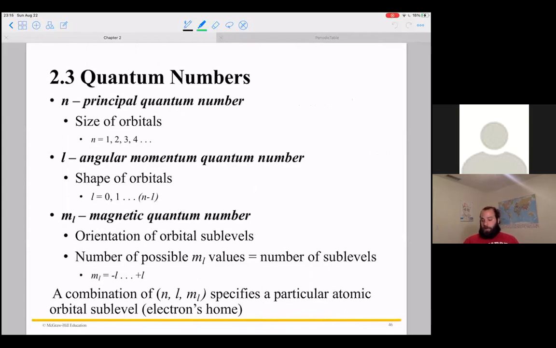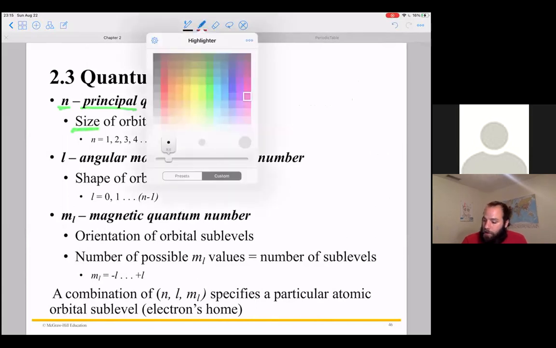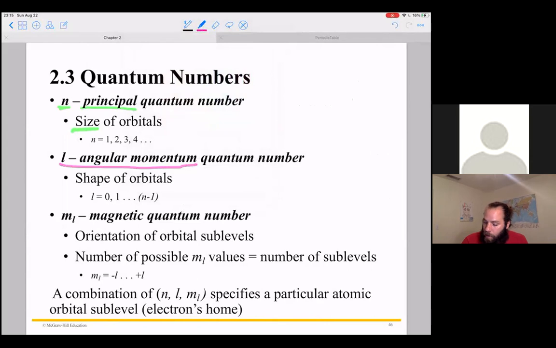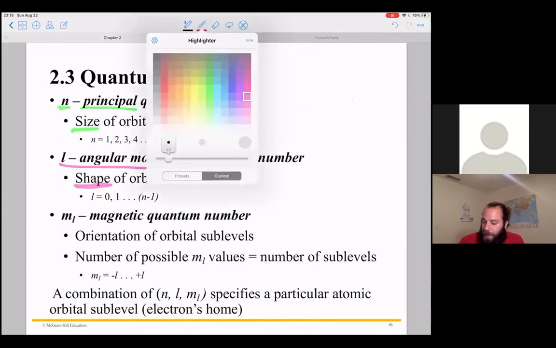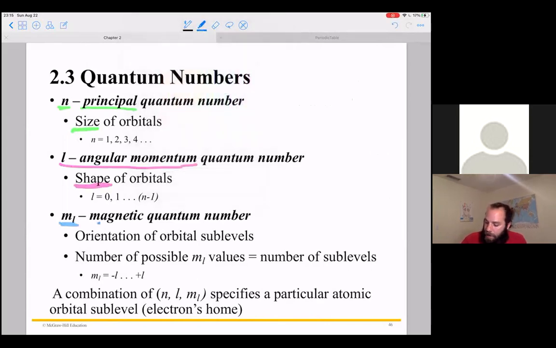Cool. So this just sort of summarizes all that. Again, the key things to remember here is the principal quantum number n is the size of that orbital. The angular momentum quantum number L is the shape of that orbital. And the M sub L is the magnetic quantum number, which is the orientation. And importantly, the number of possible M sub L values equals the number of orbitals in the sublevel, right? So 1 for s, 3 for p, 5 for d.